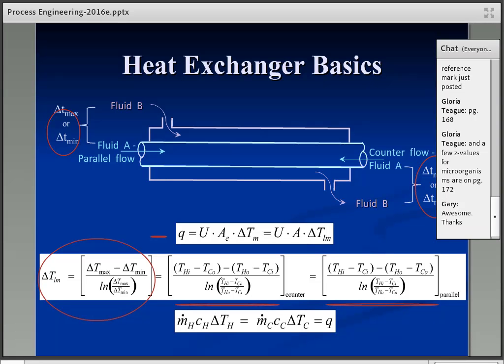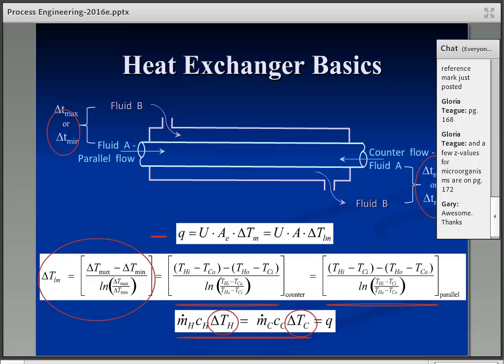And then there's another equation down here. This is going to be required in a lot of cases. Now I am talking about the temperature change for the fluids. The delta T's in this equation, delta T H and delta T C, are the hot fluid and the cold fluid. And all these definitions are on the next slide. So I have a definition slide on the next page.